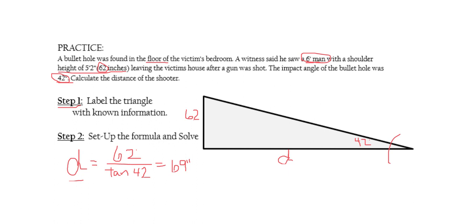If you do not have a graphing calculator and you are using one of my scientific calculators, you are probably going to have to figure out what the tangent of 42 is and then divide that decimal. So if I plug in my tangent of 42, it comes out to be 0.9004. So I can plug that in for the tangent of 42 and then just do 62 divided by 0.9004 to get that distance of 69 inches. So this tells me that this shooter was standing 69 inches, so over 5 feet away from the bullet hole that was in the floor.